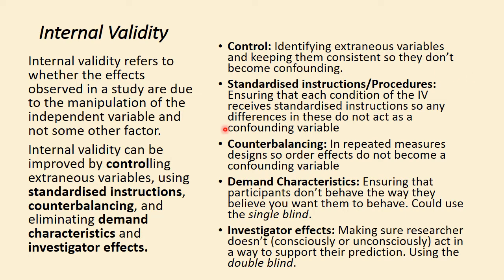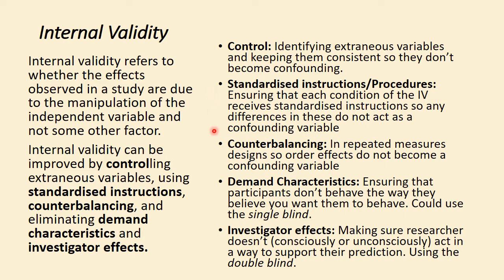Another way in which we can improve internal validity is to use standardized procedures. That includes standardized instructions. This is to make sure that if you've got 2 groups, a control group and an experimental group, you don't tell them different things. They've got to receive the same instructions and go through the same procedures. Otherwise, any difference there could be the confounding variable. That could be the thing that's changing the DV, not whatever your independent variable is.